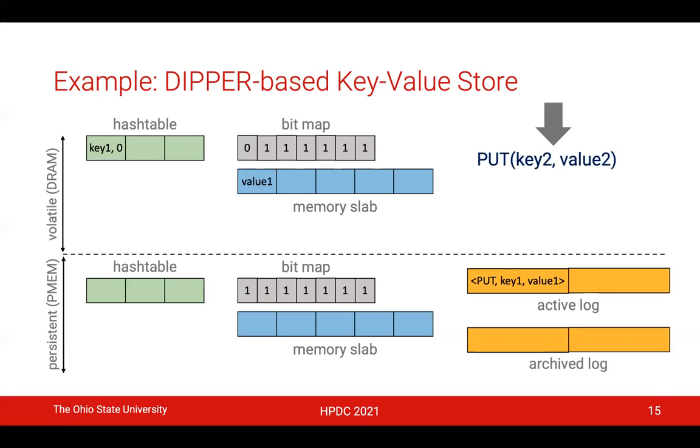Now, if a second request comes in, we do the same thing. We add the operation to the log and apply the operation on the front end. And the problem happens when the log is full and a new operation arrives. What we do in this situation is that we swap the active and archive logs, and we continue operation on the front end without the need to halt.